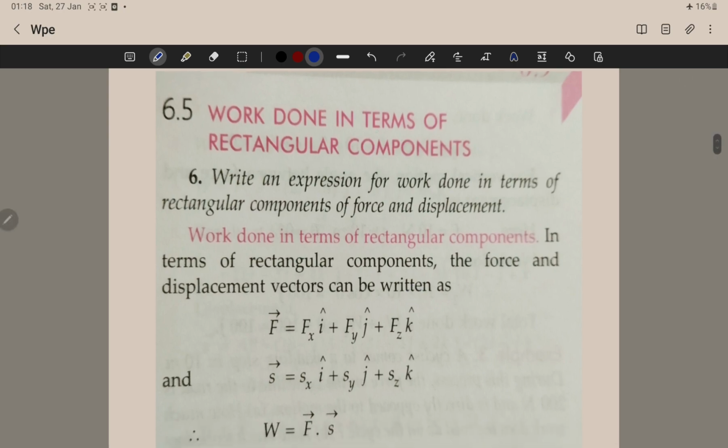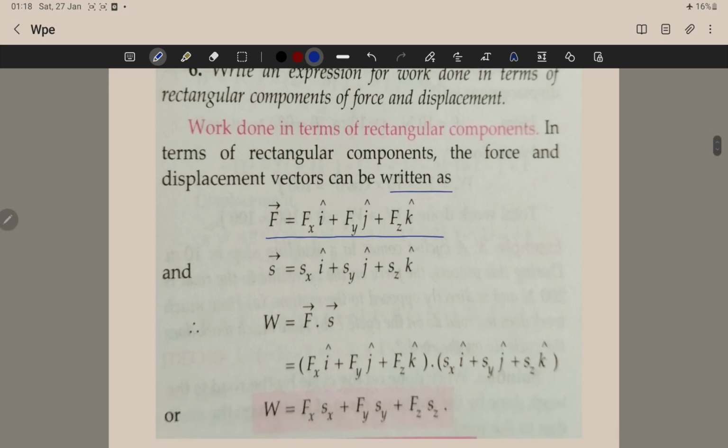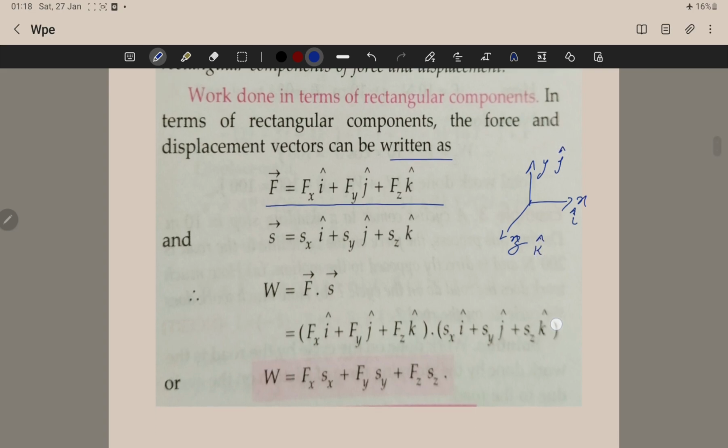Next is work done in terms of rectangular components. Rectangular components means the force and displacement are given in vector form, like Fx i cap, Fy j cap, and Fz k cap. In terms of rectangular components, the force and displacement vectors can be written like this. If we resolve the components in x, y, and z directions, in the x direction we take i cap, in the y direction j cap, and in the z direction k cap.